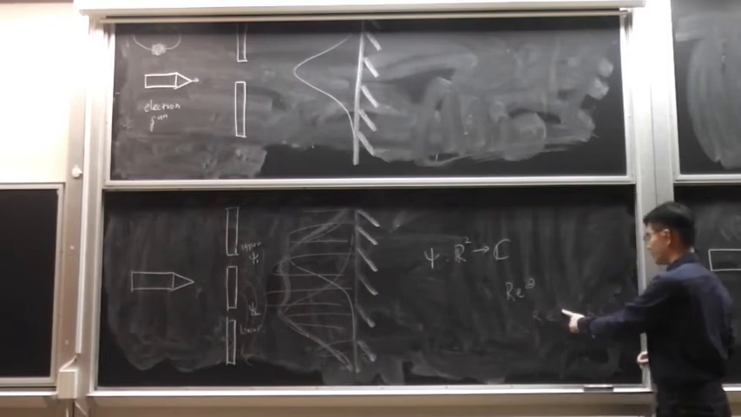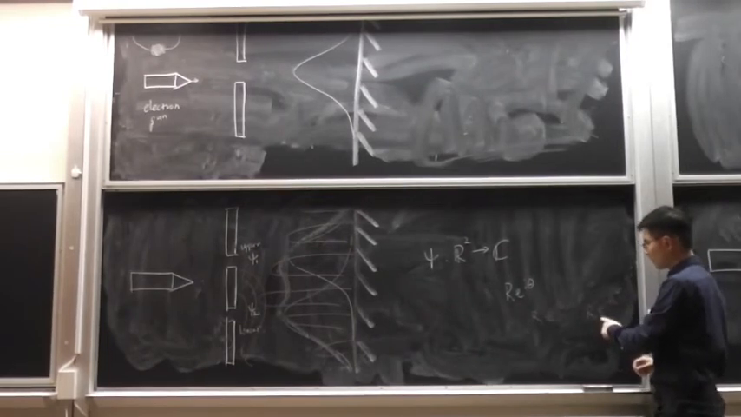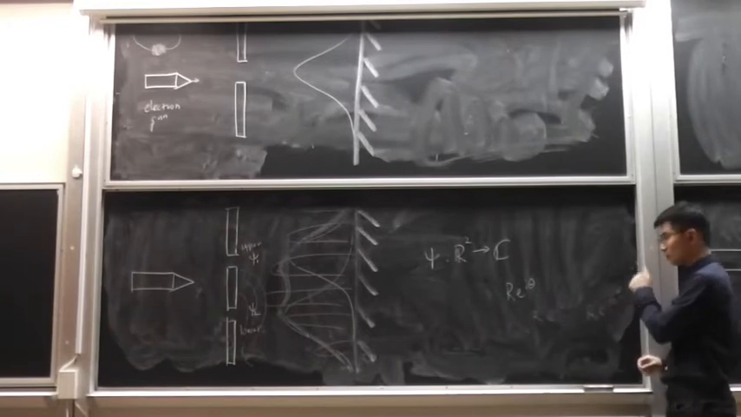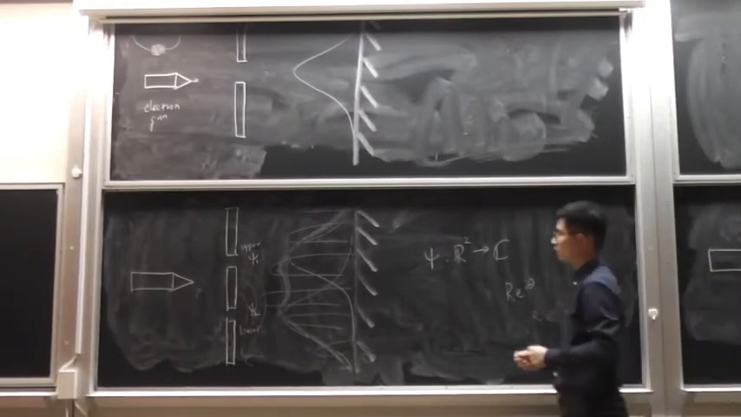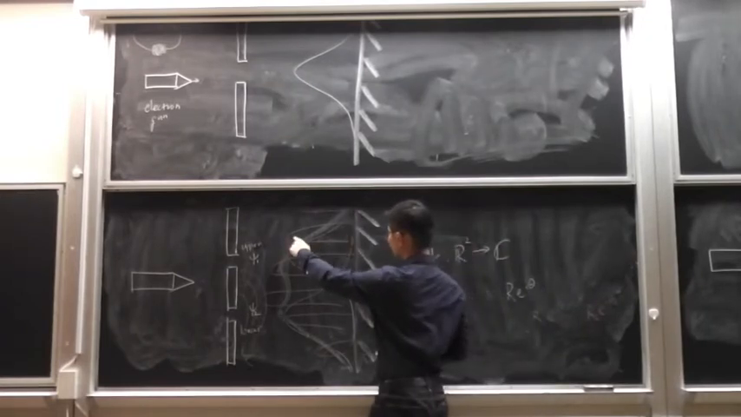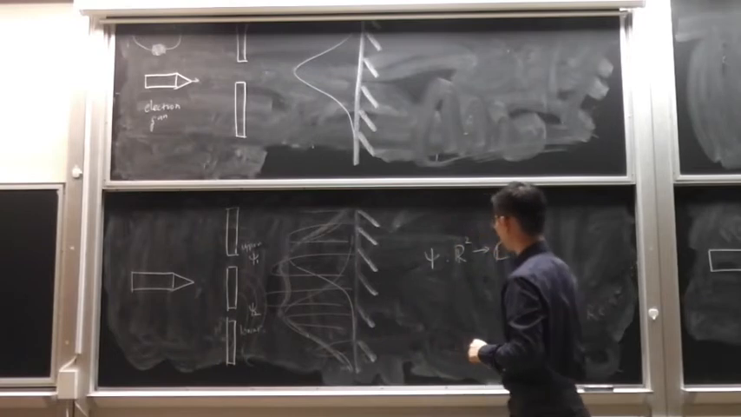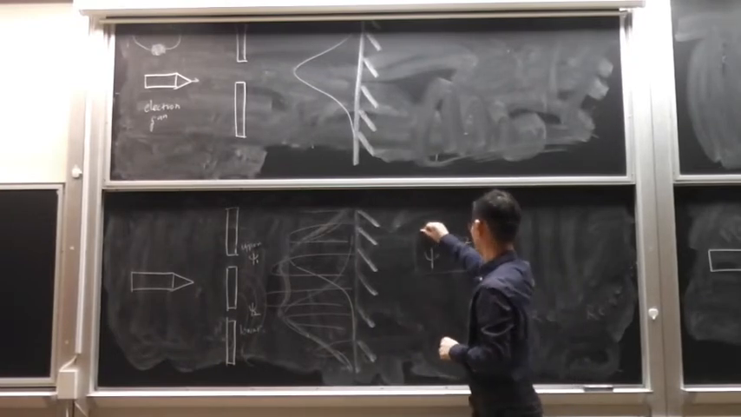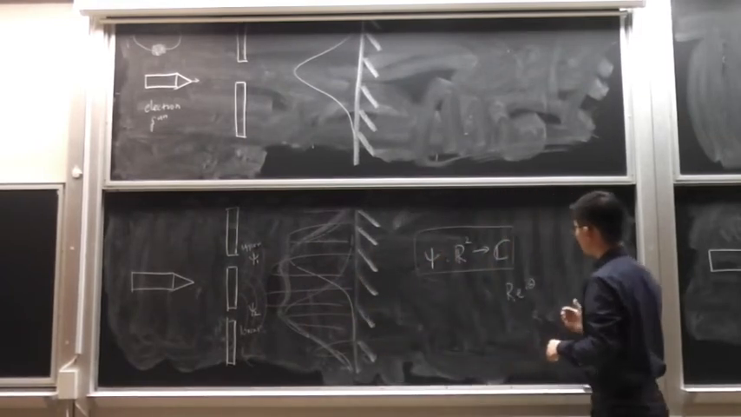So if theta 1 is, say, theta 2 minus pi, then it would be destructive, and you would get 0 here. If theta 1 is the same direction as theta 2, then you'll be constructive. You'll be adding more stuff. So this place will be constructive, and this place will be destructive interference.